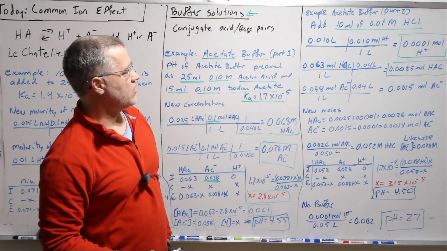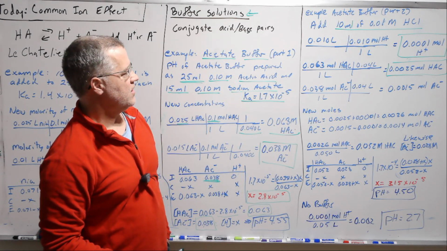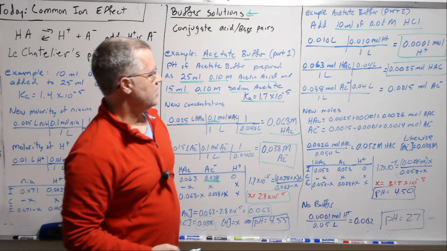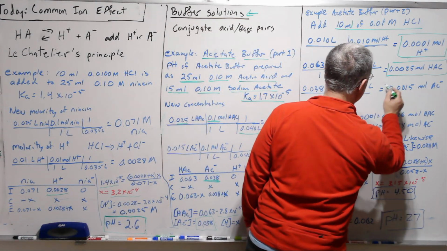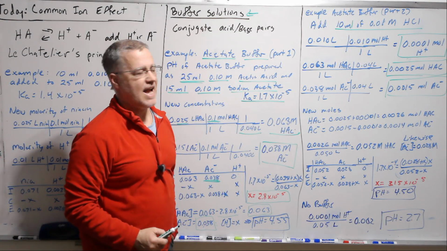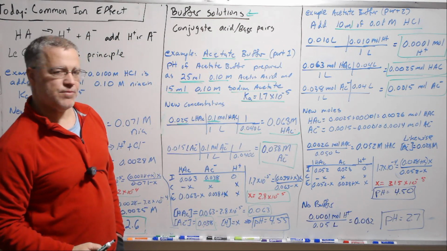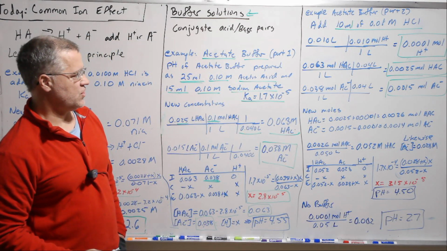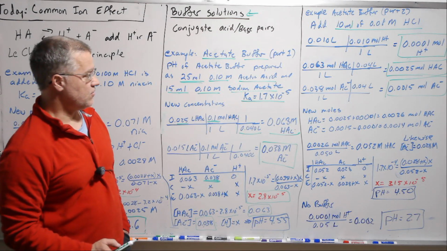And so there we can see we have about 25 times more moles of acetic acid than H+. And likewise, about 15 times more moles of acetate. So we should be okay. We should not see too much change in our pH here. So let's check that out.